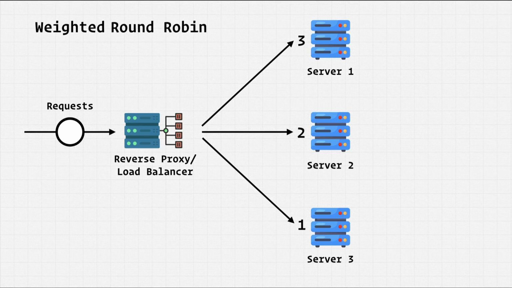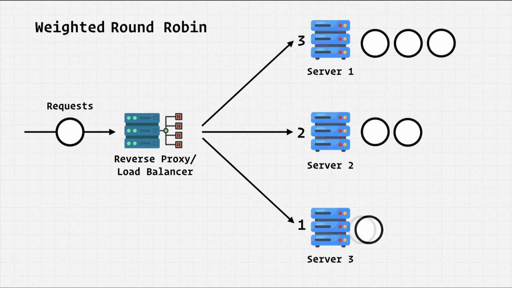What happens now is that when we send requests, we're going to send the amount of requests equal to the weight in each run. So let's see what that looks like. So first, server 1 is going to get 3 requests, then server 2 gets 2, then server 3 gets 1. And that will be one run. Essentially, what happens is that as requests are coming in, we're just going to send 3 to server 1 first, and then we're going to send 2 to server 2, and then 1 to server 3.